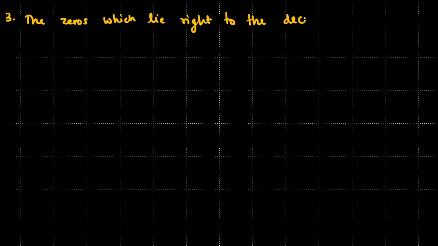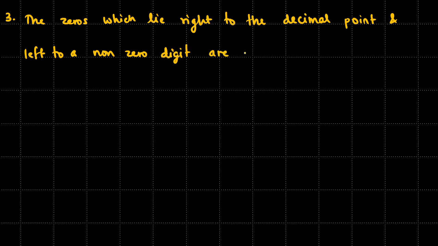So the third rule that we are going to talk about is: the zeros which lie to the right of the decimal point and to the left of a non-zero digit are not significant.